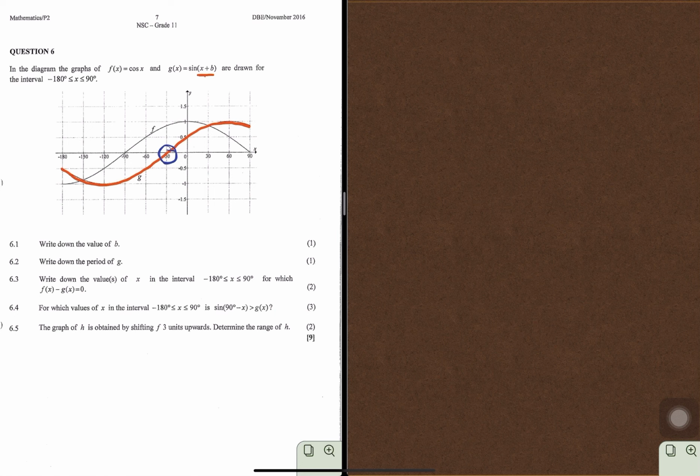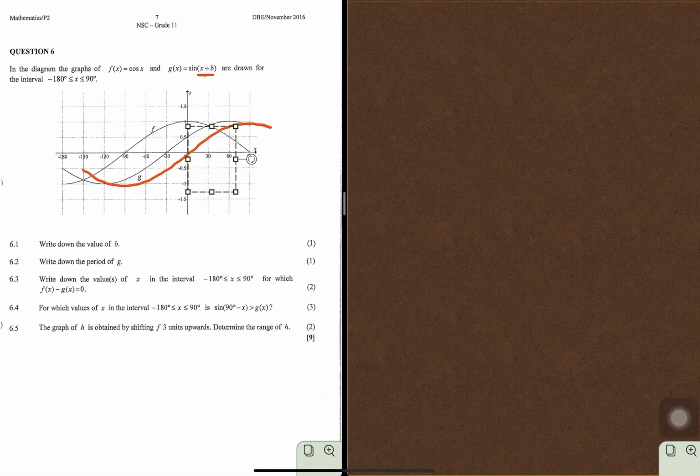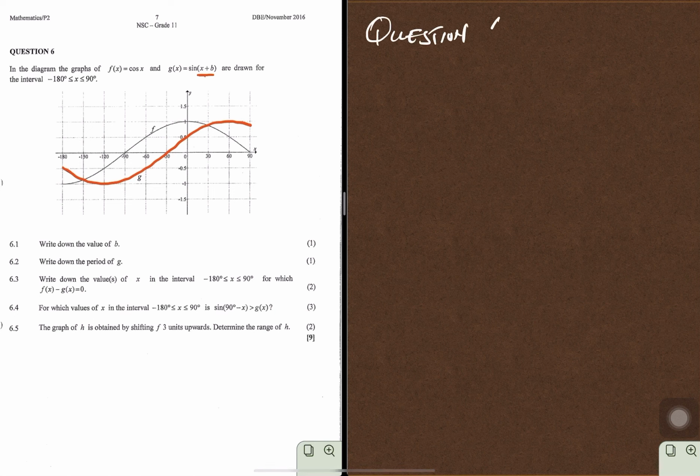If this graph was sitting comfortably at positive 30 degrees, it means that your b would have been negative 30 degrees. So now that we are sitting right here at negative 30, that means we are moving to the left from the origin by 30 degrees. So let me answer this question for you. Question 6, let's answer it together.